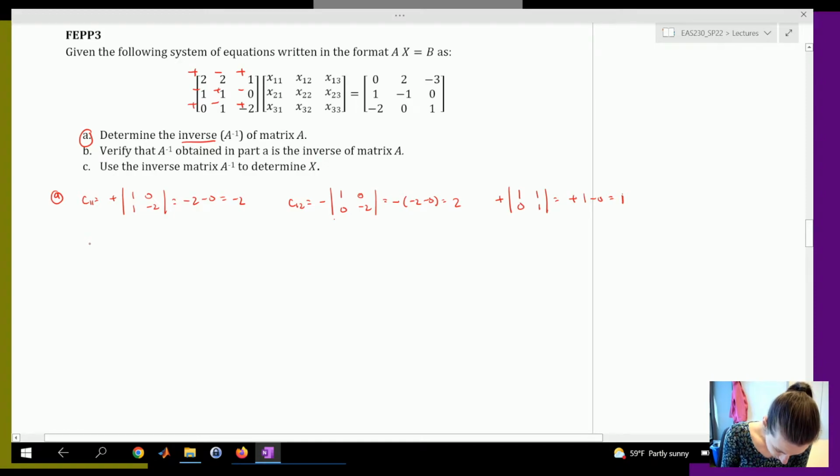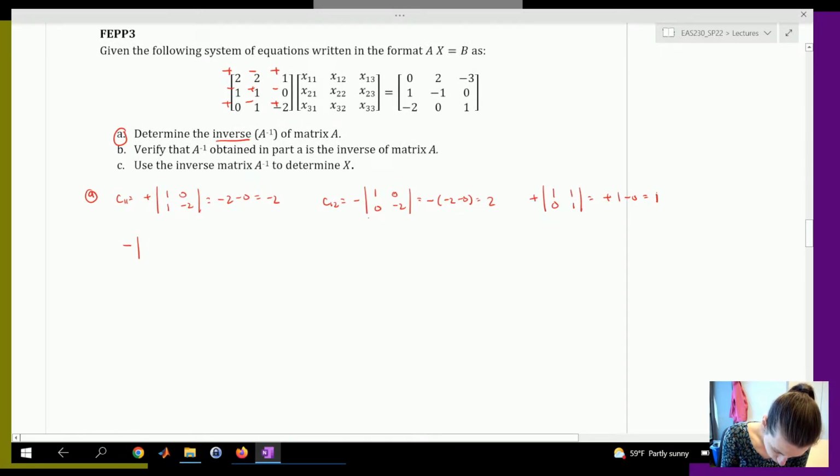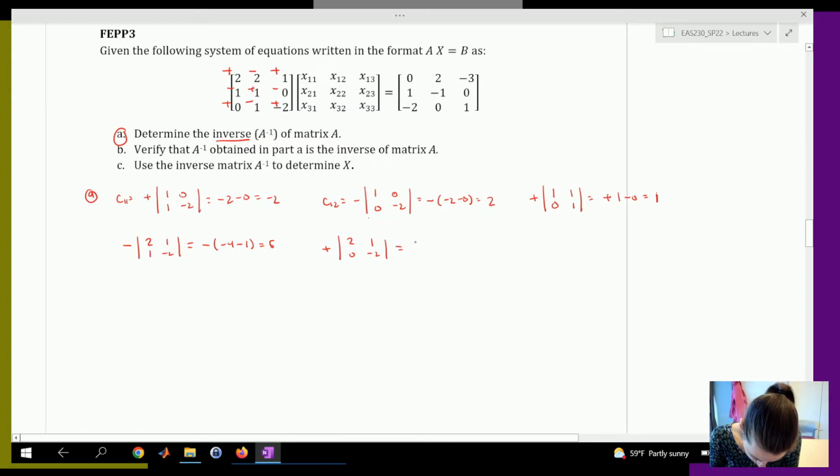And then for my next row, I get minus, take out the row, take out the column, leaving me with 2, 1, 1, negative 2, or negative 4, minus 1, or negative 5... wait, minus negative 5, or positive 5. And then I get a plus, 2, 0, 1, negative 2. So that one becomes my corners. So I get a negative 4 minus 0, or negative 4. And then I keep going, minus 2, 0, 2, 1, or negative 2 minus 0, or negative 2.